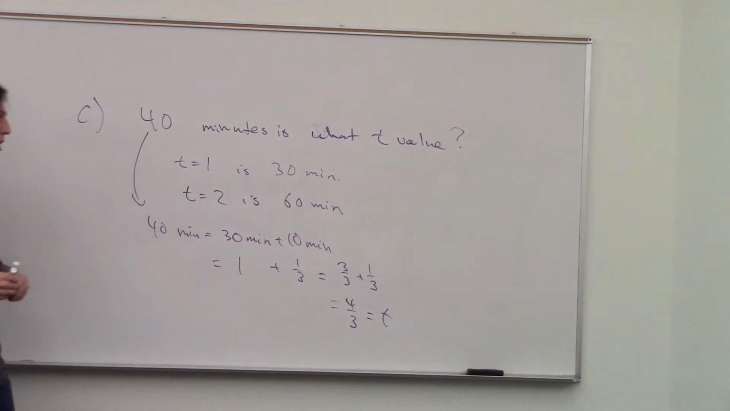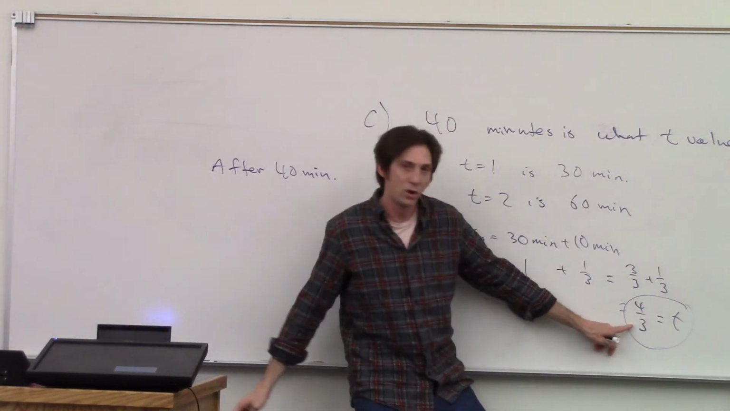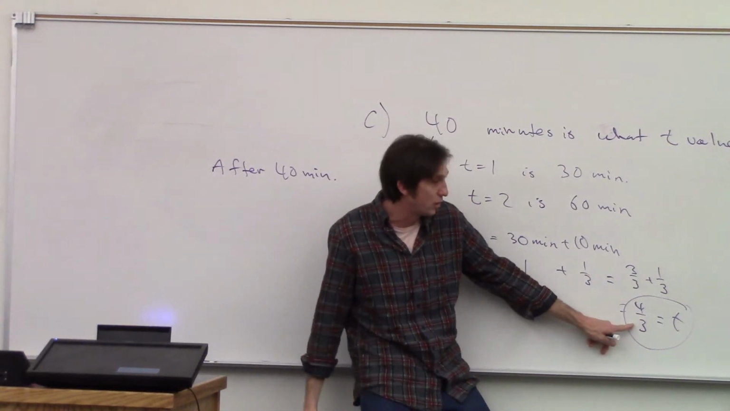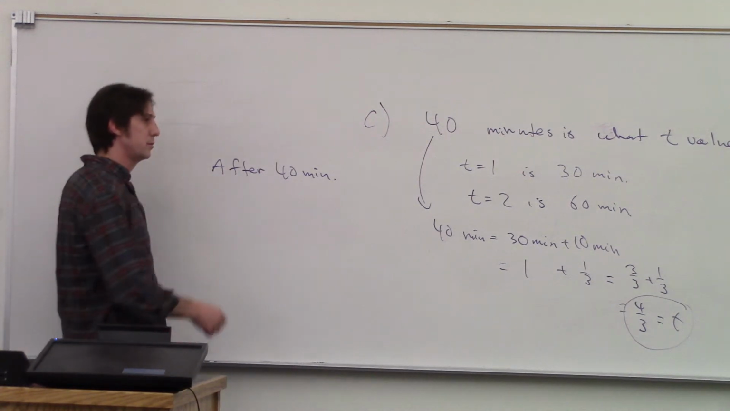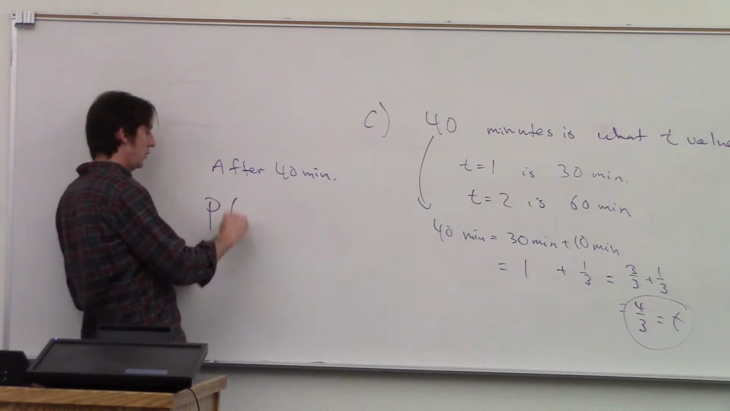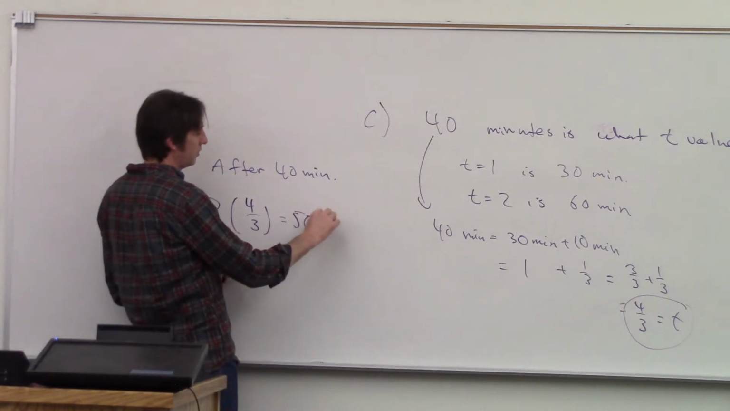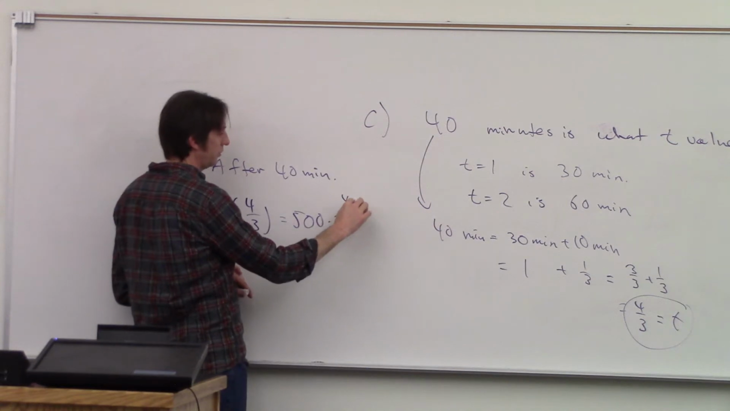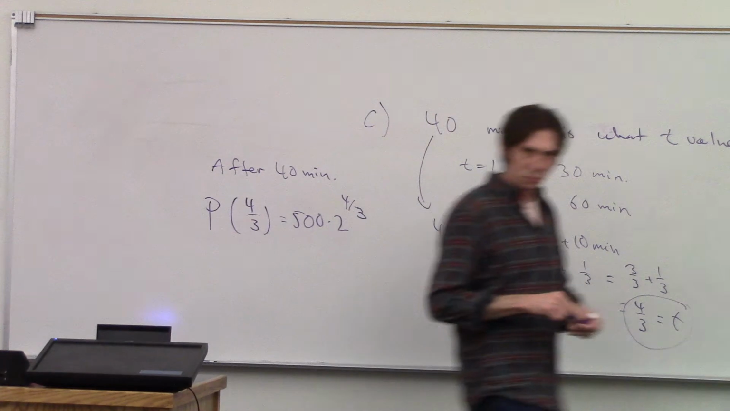All right, so to answer part C then, how many bacteria are there after 40 minutes? What I can do is plug 40 minutes, in other words, the value of 4/3, for t. I can plug 4/3 into my population function in place of t. In other words, this is p of 4/3, which is 500 times 2 raised to the 4/3.